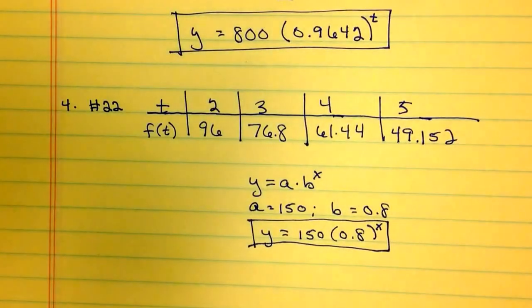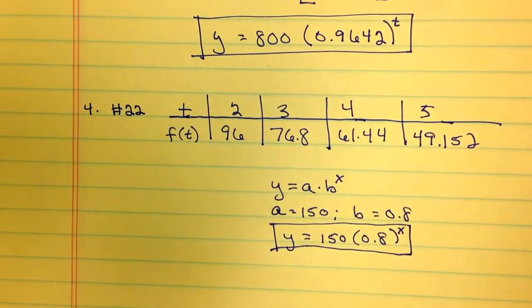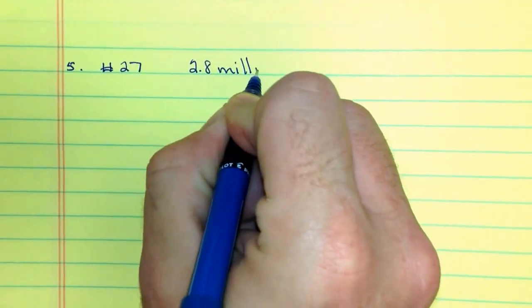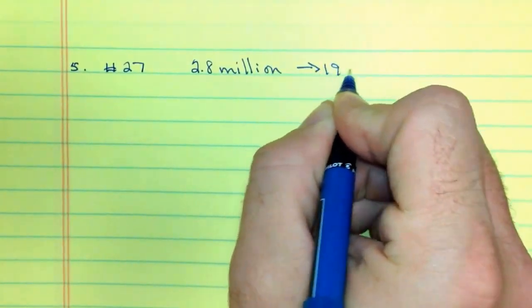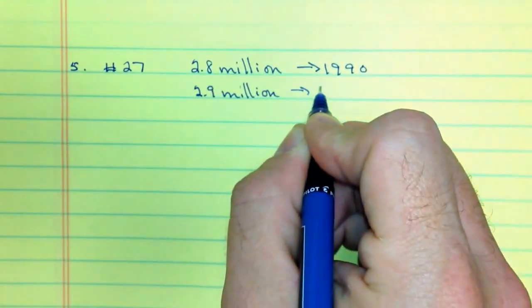All right, so now let's look at 37. Let's look at number 37 now. So we'll start with another piece of paper. All right, so that's number 5 now. Number 37 says Chicago's population grew from 2.8 million in 1990 to 2.9 million in the year 2000.